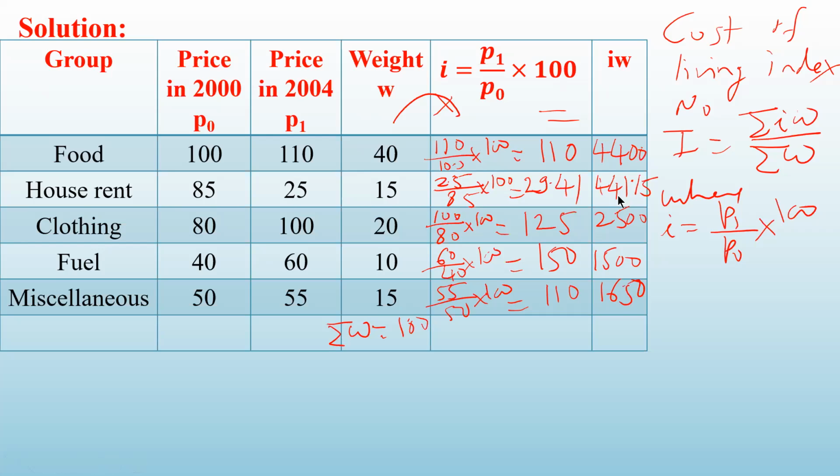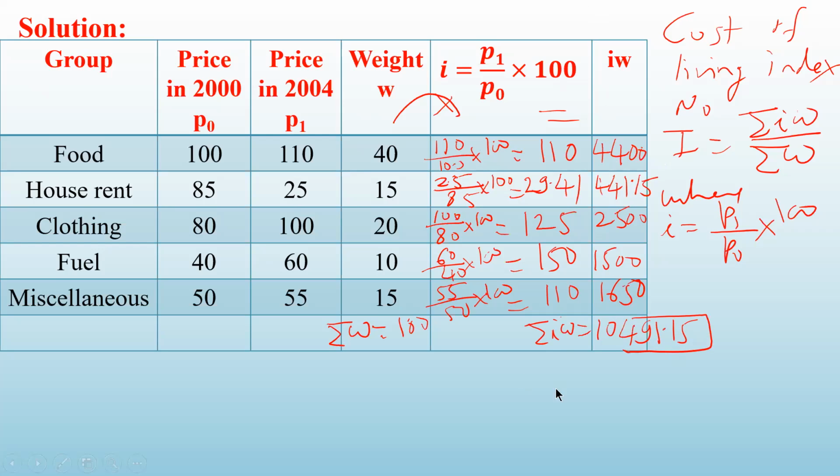Now let us calculate summation of IW, last column. Okay, so that is 4,400 plus 441.15 plus 2,500 plus 1,500 plus 1,650. That gives you 10,491.15. Okay, so you get the sum of IW as 10,491.15.